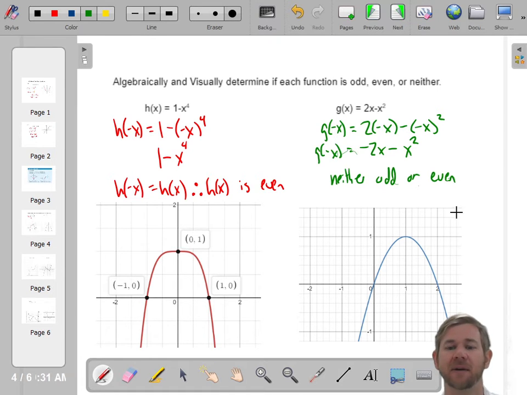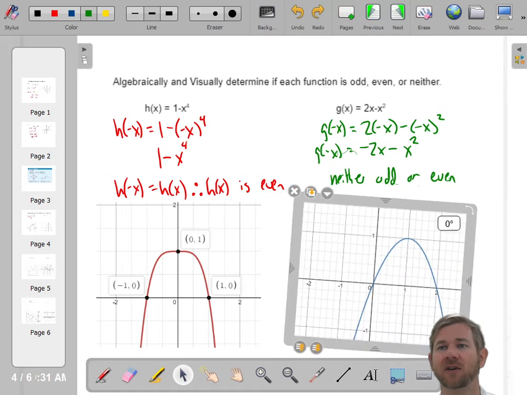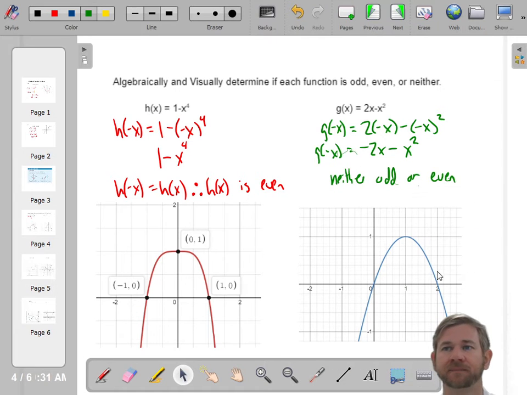Look, you can see it right here. It is not a reflection about the y-axis. If you reflect points, you'd be like over here, and you'd have a whole other parabola. So it's not a reflection about the y-axis, and when I flip this thing over, it's not the same graph. When I rotate it, it's not the same function, so this is neither odd nor even. Neither odd nor even. Neither nor.